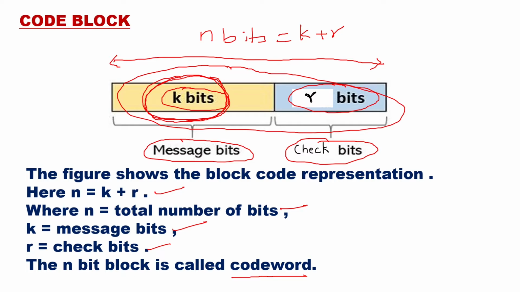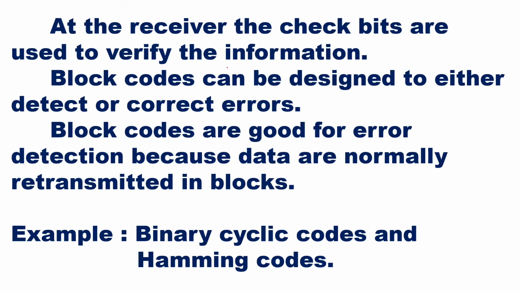Okay. So here as an example we have shown, if there are k message bits, then we are going to add r check bits. Then k plus r will be your code word, and that will have n number of bits, which is equal to k bits plus r bits. Now at the receiver, whenever you send this data after addition of extra bits, the check bits are used to verify the information. The check bits, the r extra bits you have sent along with the k bits, are used to verify the information.